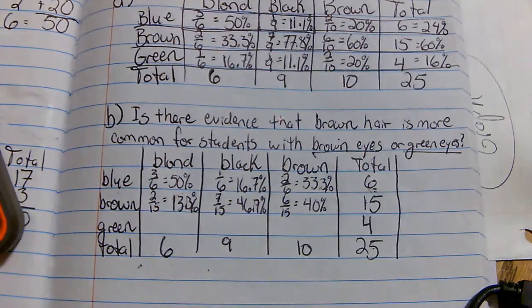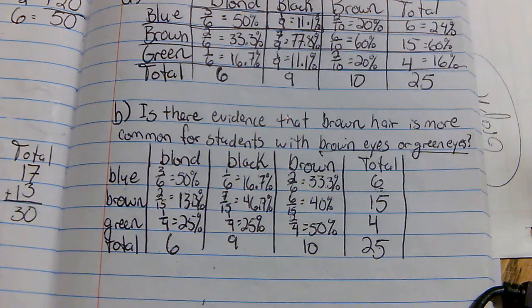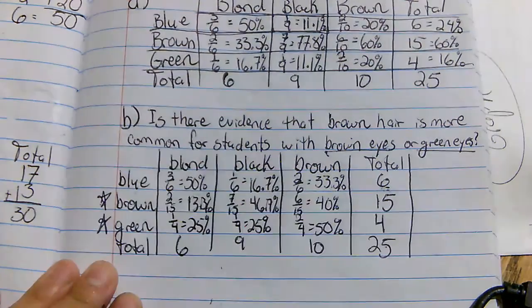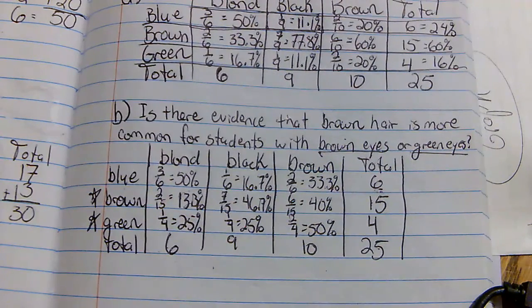Go ahead and calculate the last row on your own, and then we will talk through the question and we will answer it. I'm going to pause and calculate the last row myself. Okay, there we go. So I'm going to take a look at this and try to answer the question that we wrote in the beginning. Is there evidence that brown hair is more common for students with brown eyes or green eyes, and we're specifically focusing on brown hair.